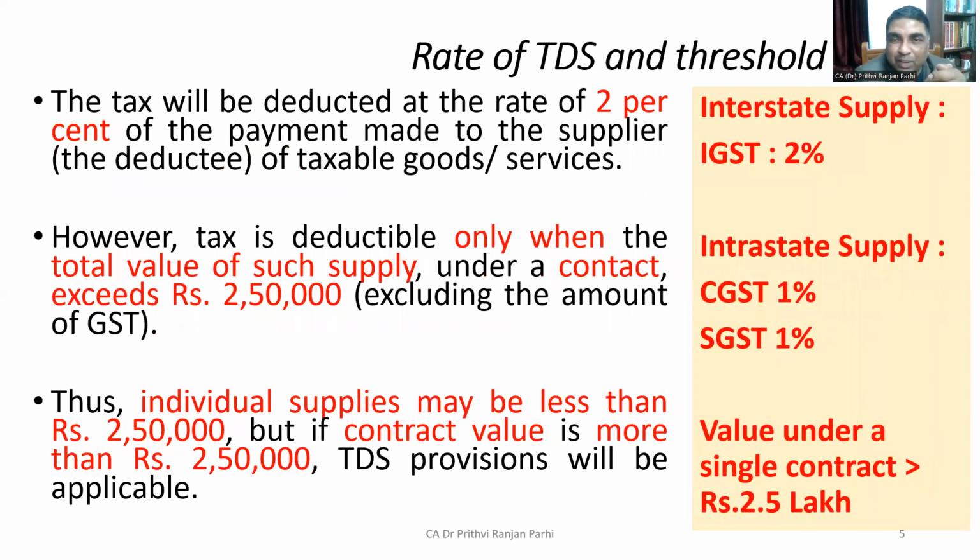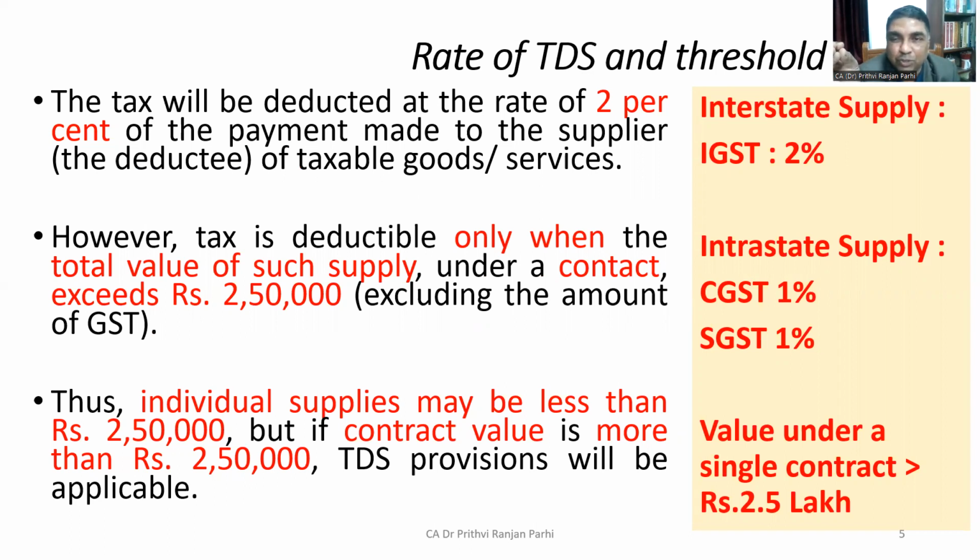First of all, let us talk about what is the rate of TDS. If we are liable to deduct TDS, we need to know what is the threshold limit, in which situation tax is to be deducted at source, and what is the rate. If you look at this slide, it says that the rate is 2%. 2% of the payment made to the supplier by the recipient. So when the recipient is making payment, he has to deduct 2%.